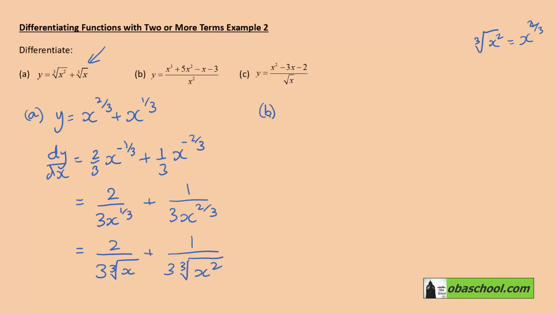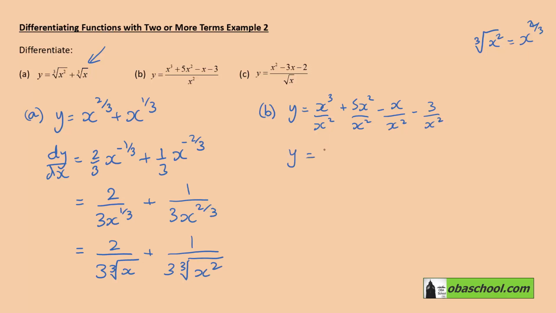Let's move to B. So a couple of different ways of approaching this one. One is to split the fraction. So that's what I'm going to do here. So I'm going to have x cubed over x squared plus 5x squared over x squared minus x over x squared, take away 3 over x squared.